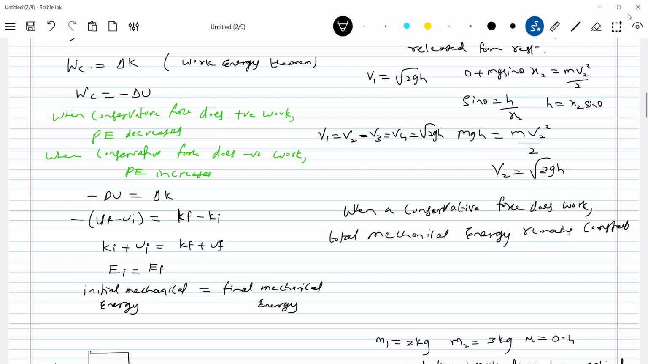So therefore, what is delta E when a conservative force does work? Delta E will be 0. What will happen to potential energy? It may change. When a conservative force does work, it will be non-zero. Then what about the kinetic energy? It will change. So this is nothing but the conservation of mechanical energy principle.